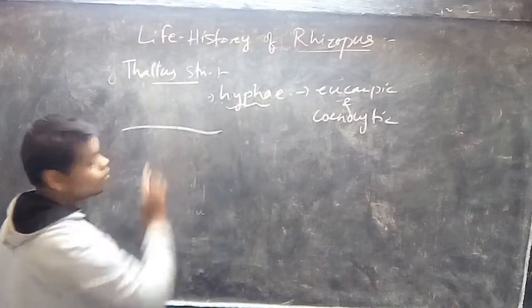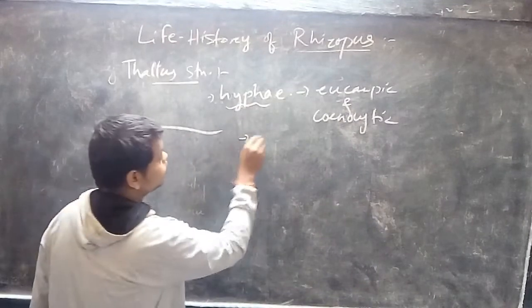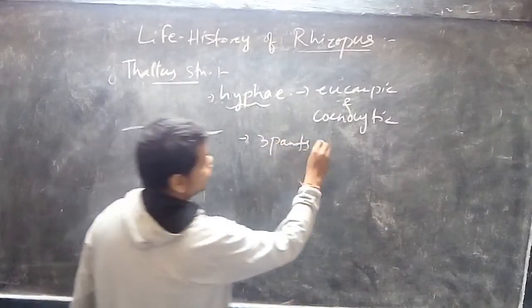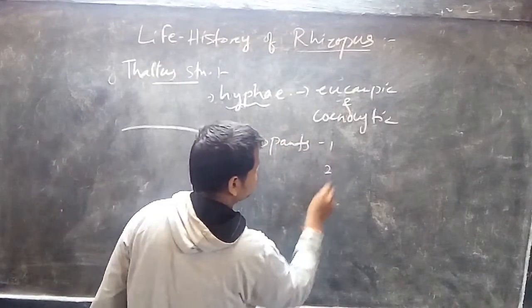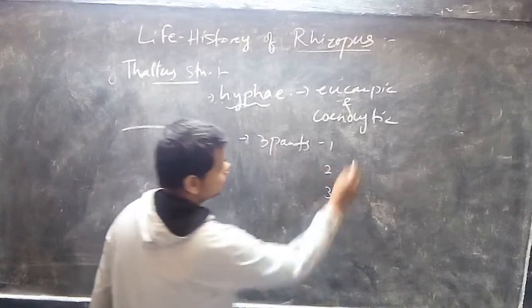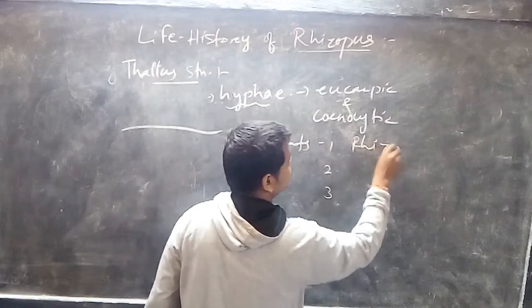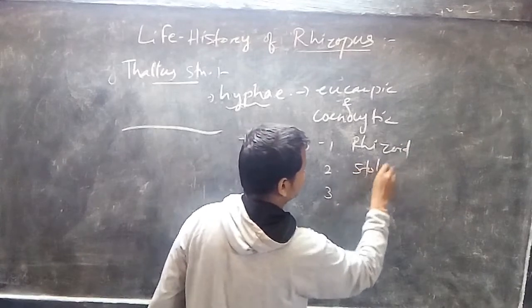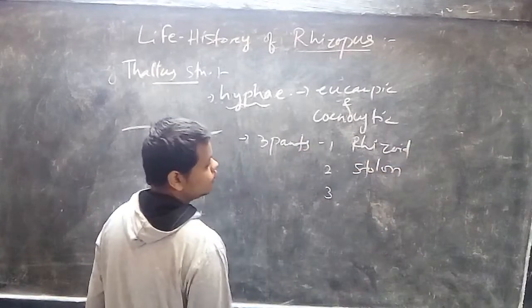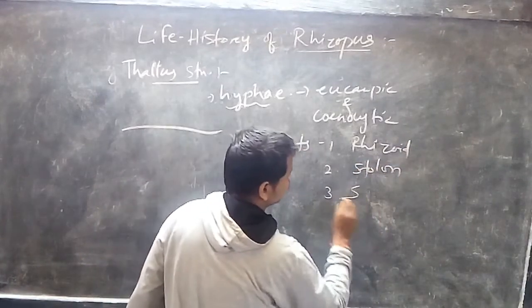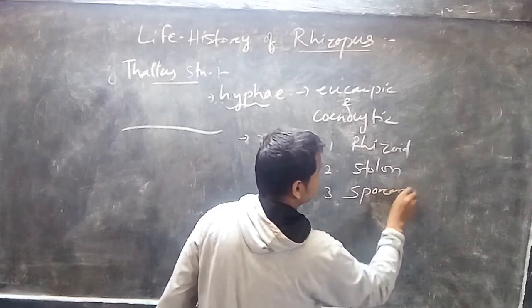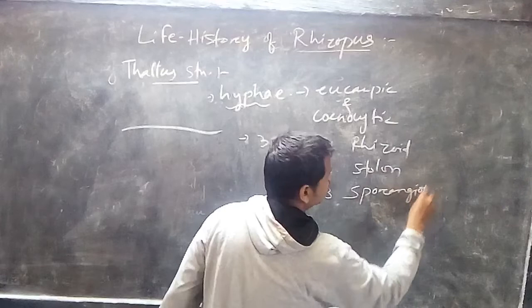Then the hyphae of Rhizopus are classified into three different parts. Three parts. The first one is called rhizoid, R-H-I-Z-O-I-D. The second one is called stolon, S-T-O-L-O-N. And the third one is called sporangiophore, S-P-O-R-A-N-G-I-O-P-H-O-R-E.